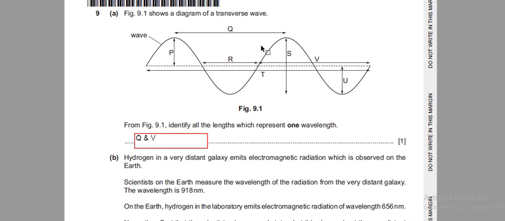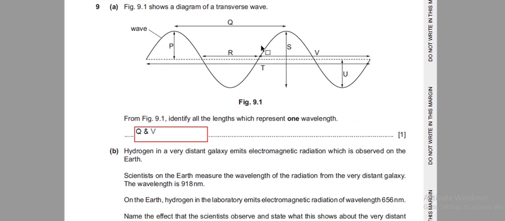Which of the letters here is one wavelength? Q and V. Q is from peak to peak, V is from the start of the wave to the end of it, containing one peak and one trough.